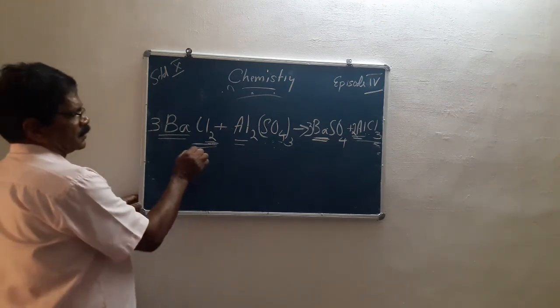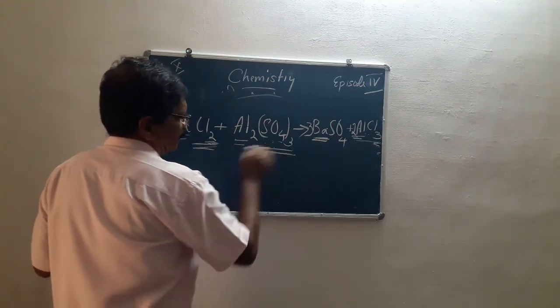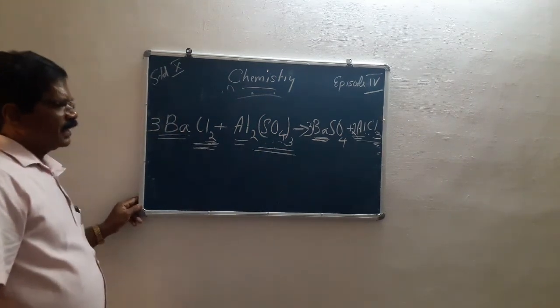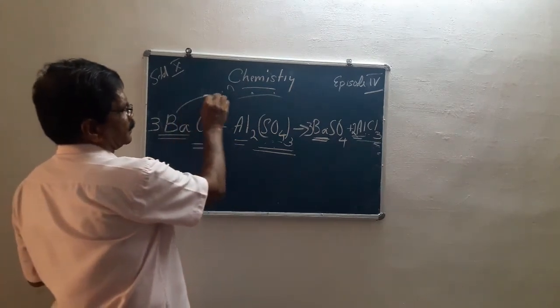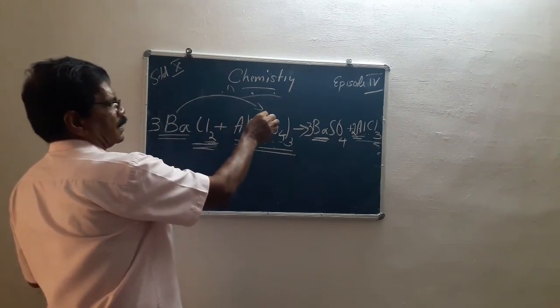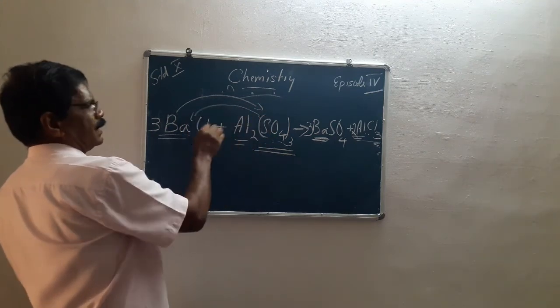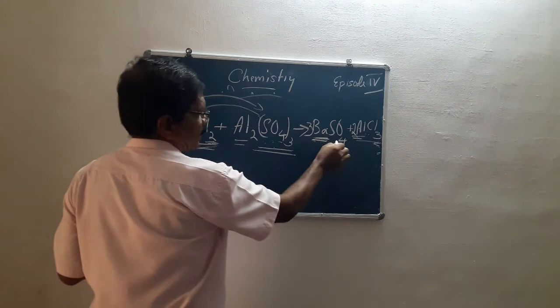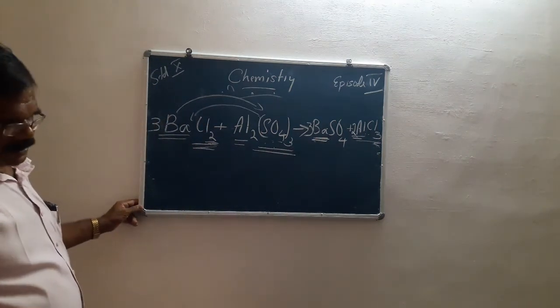Here, the two reactants already have ions. Then without doubt, we can say that it is a double displacement. Here, the two elements exchange their partners. They are exchanged and form their ions. So, it is a double displacement reaction.